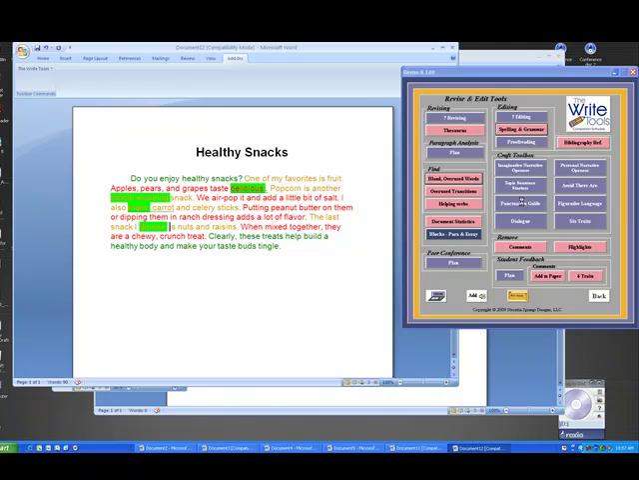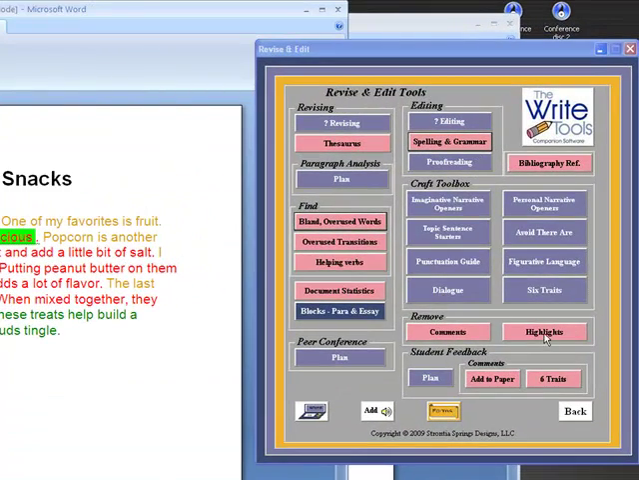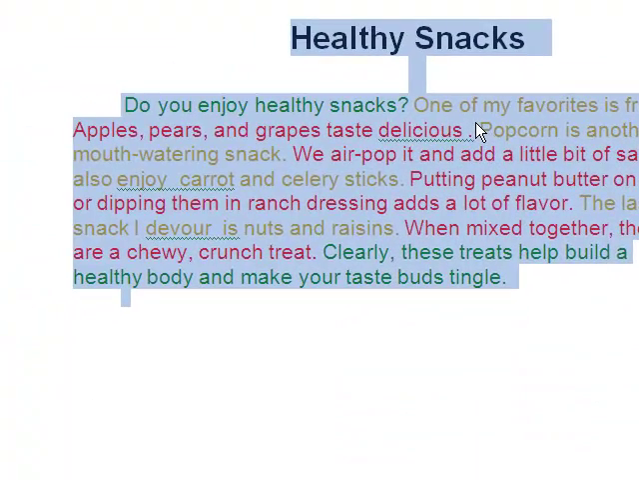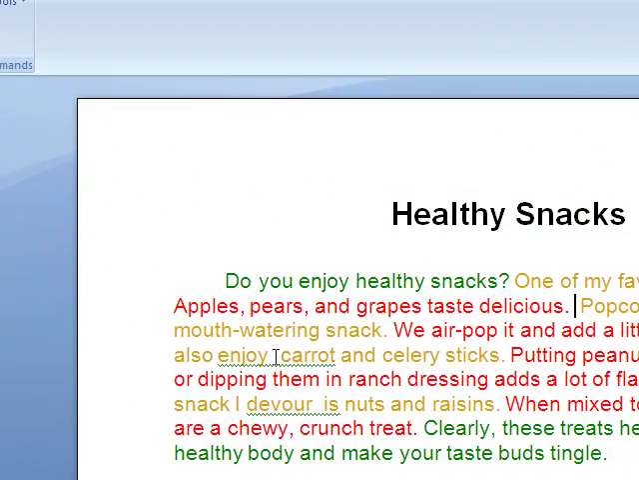I'm going to go back now and I want to remove my green highlighting. So I'm going to come over here on my revise and edit, remove highlights. I'm going to click on those and those go away. I now have a little bit of spacing problems, so I'm going to clean those up. Let's put a period after delicious. Let's fix our spacing on enjoy, on devour.